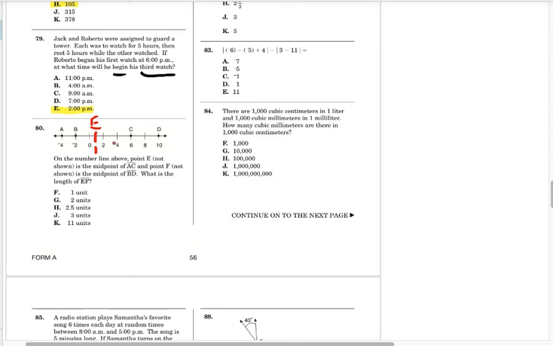6 minus 4 is 2, divided by 2 is 1. Okay? And midpoint of B and D, 8 divided by 2 is 4. So that's going to be F. And they want to know, what do they want to know? What is the length of EF? So from 1 to 4 is 3 units. That would be J.